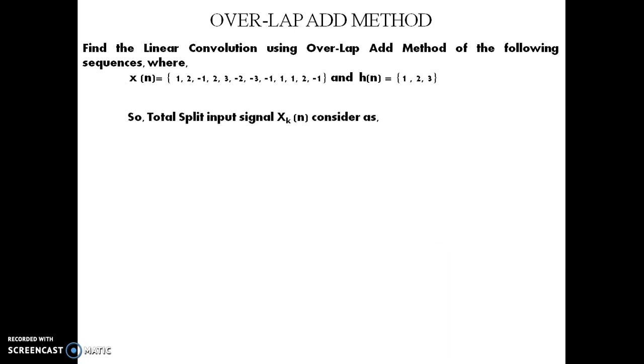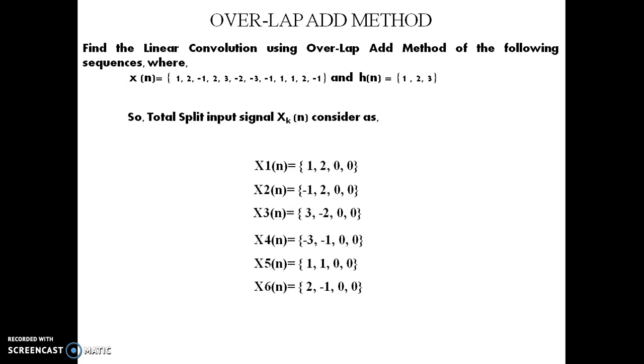So let us see the total split input sequences xkn. I already mentioned that x1n is 1 2 0 0, x2n is -1 2 0 0, x3n is 3 -2 0 0, x4n is -3 -1 0 0, x5n is 1 1 0 0, and x6n is 2 -1 0 0.